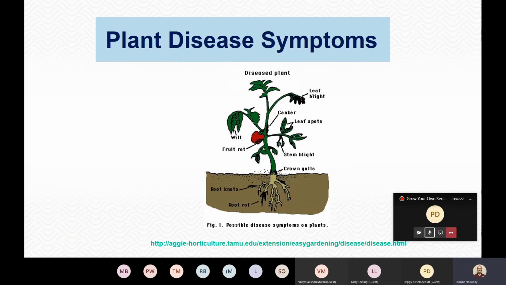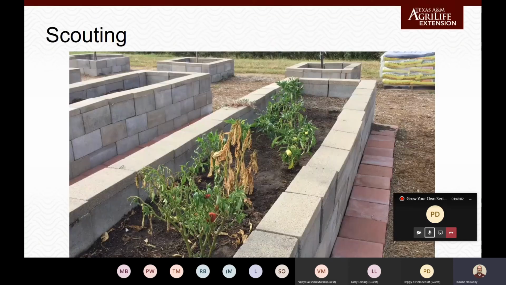So early on, we'll be looking at some symptoms of plants. We will see wilting. We'll see leaves turning brown. We'll see rotting on the fruit. We'll see the stem is going to have blight or discoloration, galls or necrosis at the base. We're going to have root rot. We're going to see root knot nodules on the roots, etc. Things that are going to be clues of disease symptoms in the garden. And so scouting, again, is very important in this process.